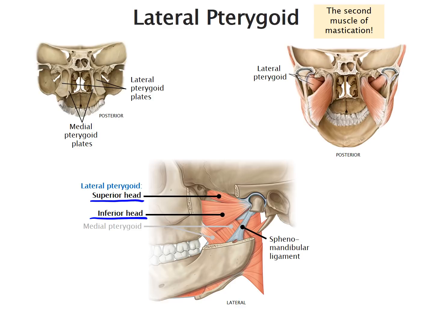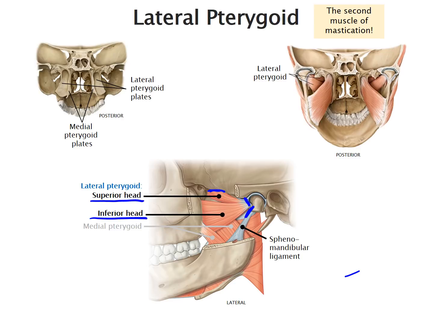The superior head of the lateral pterygoid attaches from the greater wing of the sphenoid bone to the articular disc and the joint capsule of the temporal mandibular joint. In comparison, the inferior head is much larger than the superior head. This head will attach from the lateral pterygoid plate, specifically the lateral aspect of this plate, and it will reach all the way to the neck here of the mandible.